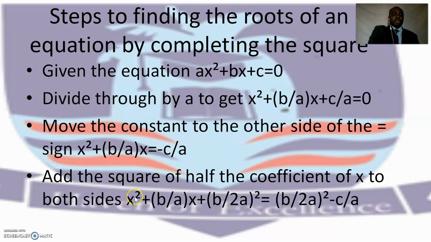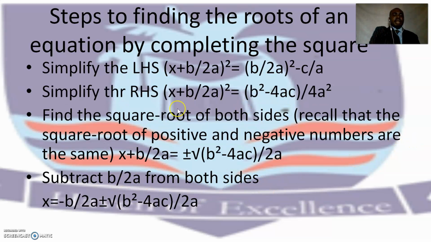Our equation then becomes x squared plus b over a x plus (b over 2a) all squared equal to (b over 2a) all squared minus c over a. Of course, we have to add it to both sides, otherwise the expression changes in value. Once we've done this, the left-hand side becomes a perfect square, and we can simplify it as (x plus b over 2a) all squared equal to (b over 2a) all squared minus c over a.